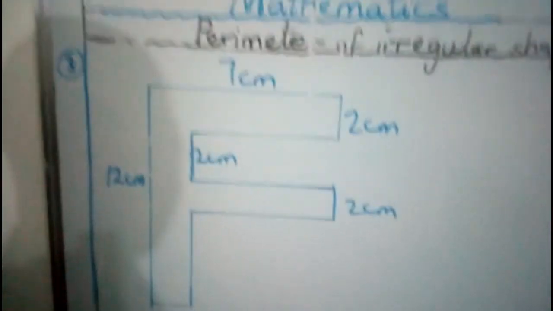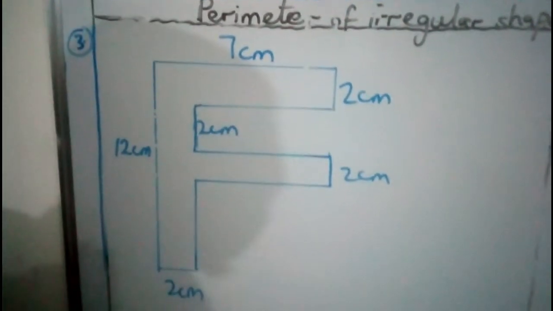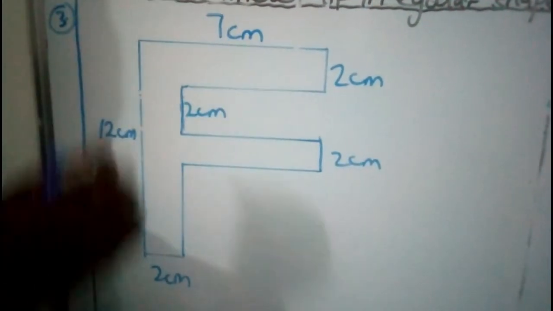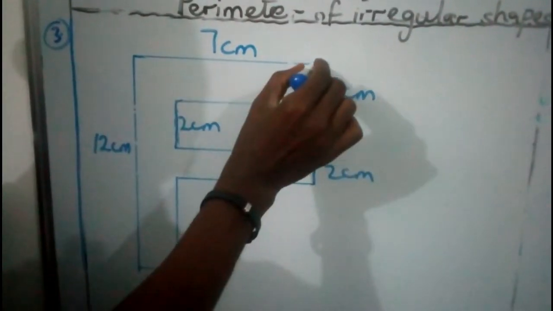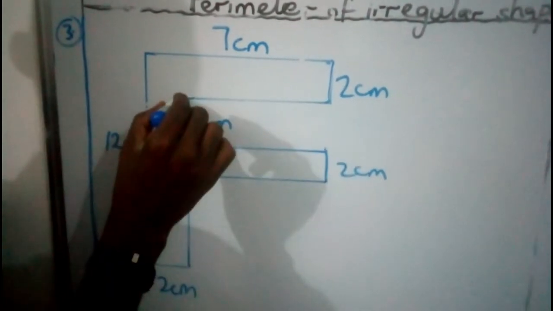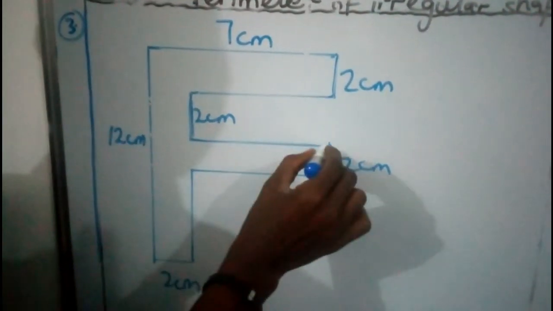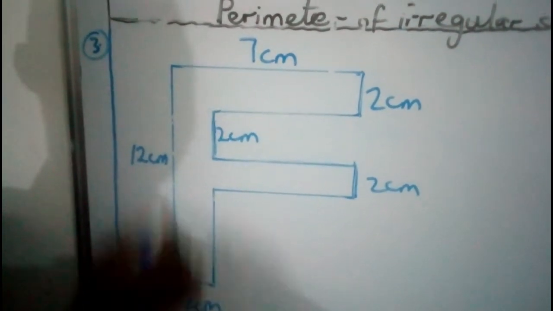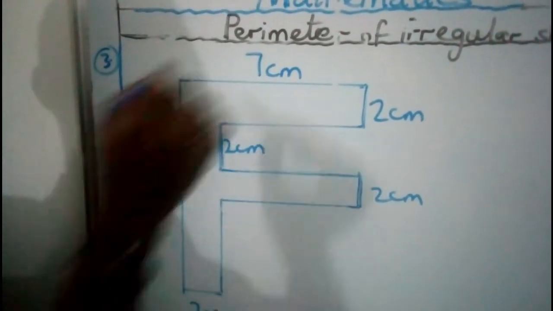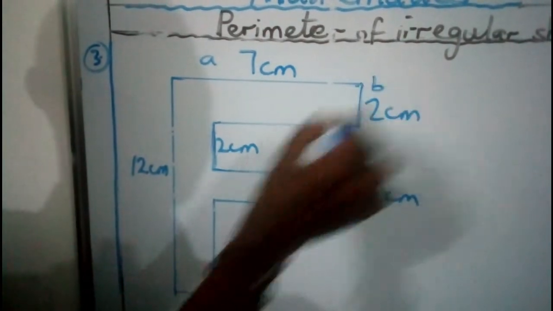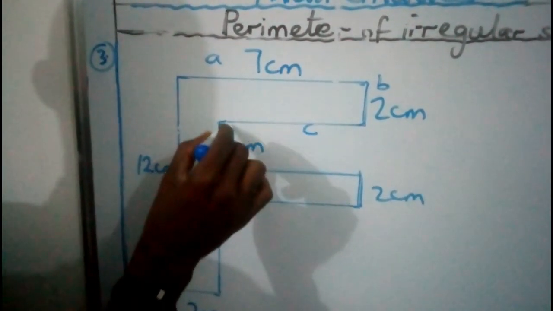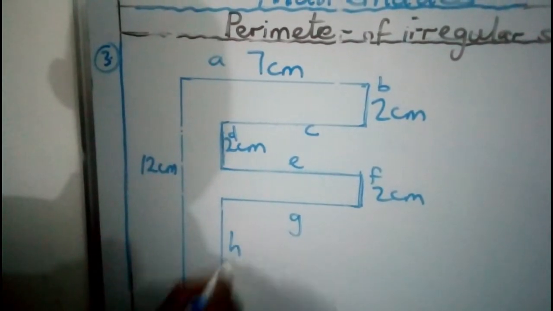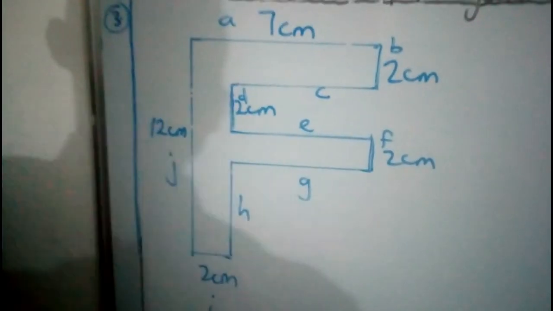Alright, let's take example 3. This is another shape, an irregular shape. So we need to identify the number of sides we have here. So I will start from here. 1, 2, 3, 4, 5, 6, 7, 8, 9, 10. So let's label them: A, B, C, D, E, F, G, H, I, J.